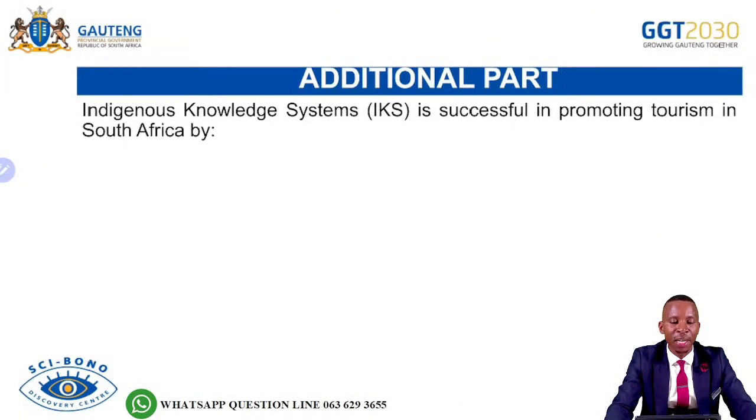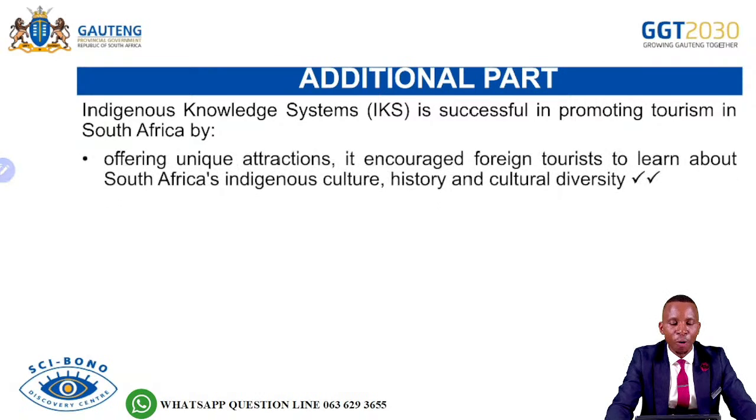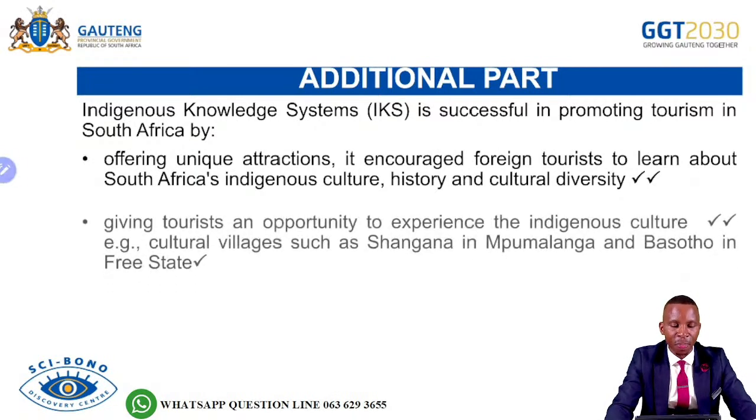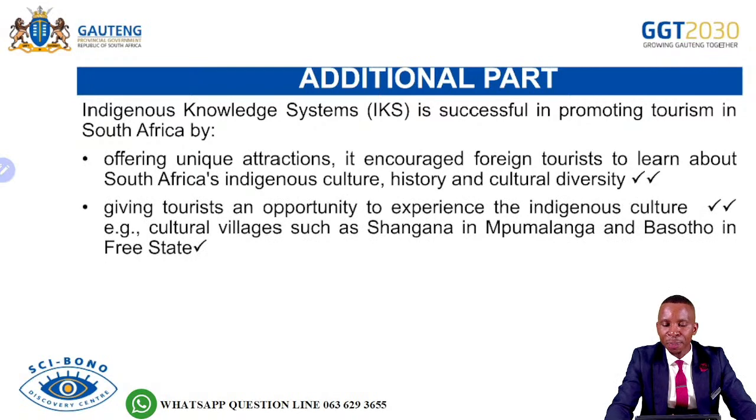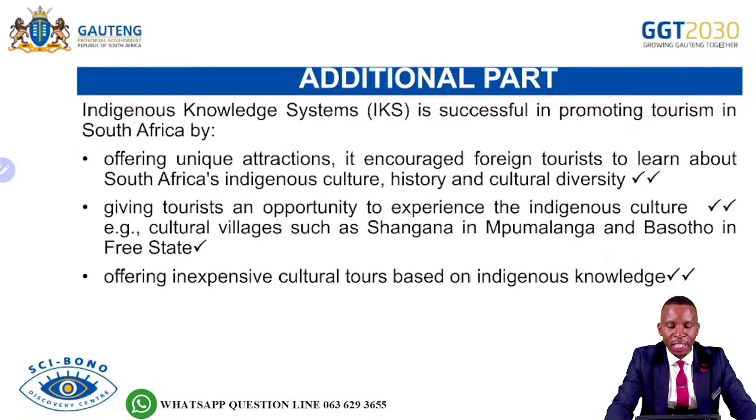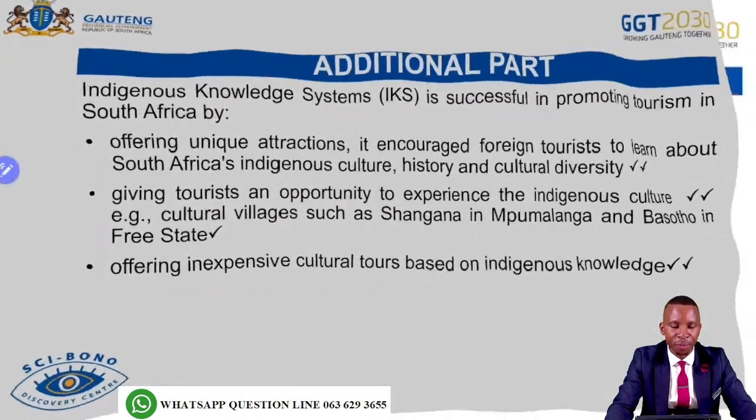Let's look at the additional part. The indigenous knowledge system is successful in promoting tourism in South Africa by offering unique attractions. It encourages foreign tourists to learn about South Africa's indigenous culture, history, and cultural diversity. It gives tourists an opportunity to experience the indigenous culture, e.g., cultural villages such as Shangana in Mpumalanga and Basotho in Free State. It offers inexpensive cultural tours based on indigenous knowledge.